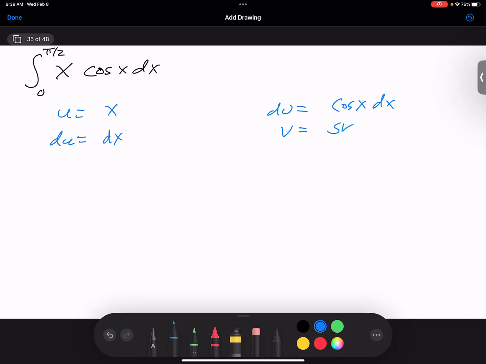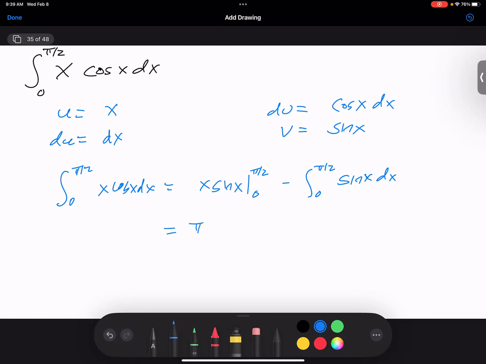Sine. So I would now get the integral from 0 to pi halves of x cosine x dx would be uv, so it'd be x sine of x at 0 and pi halves, minus the integral from 0 to pi halves of v du, sine of x dx. All right, well, when x equals pi halves, I get pi halves times the sine of pi halves, which is 1. So this is just going to be pi halves. When x is 0, I get 0. What function has derivative sine of x?